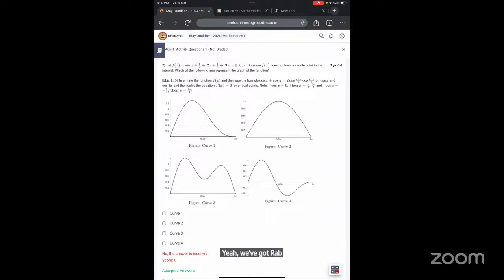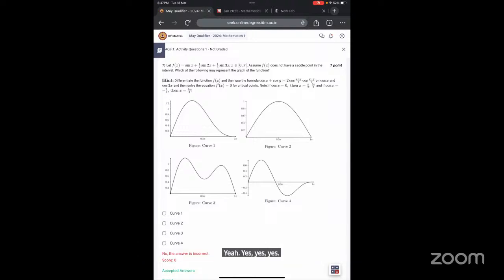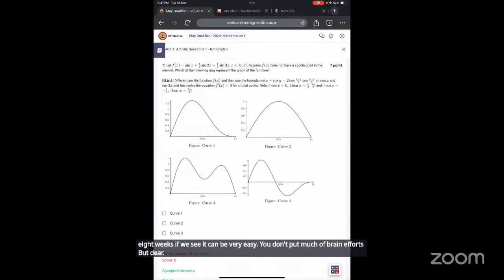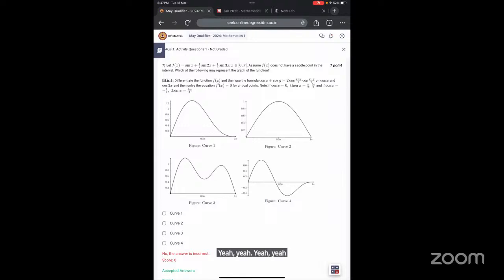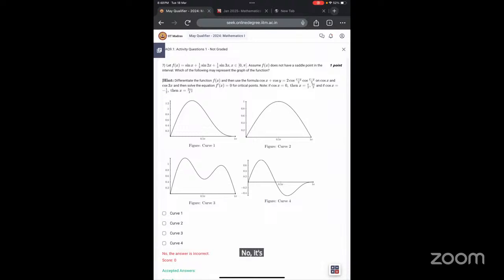Just one observation: all these activity questions for the last 8 weeks have generally been very easy, you don't put much brain effort. But here, while explaining, you have taken almost half an hour. Yeah, that is right. Initially I also got confused how to explain it, then I found the hint and started. No issues, madam, good to be discussed. Thank you, ma'am.